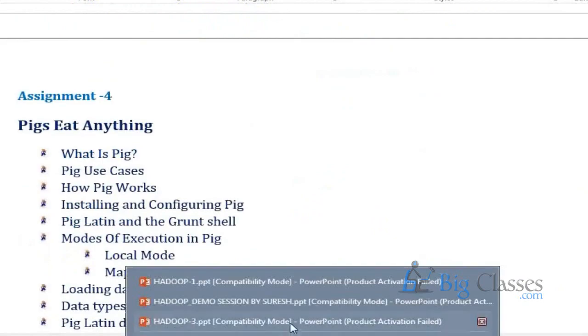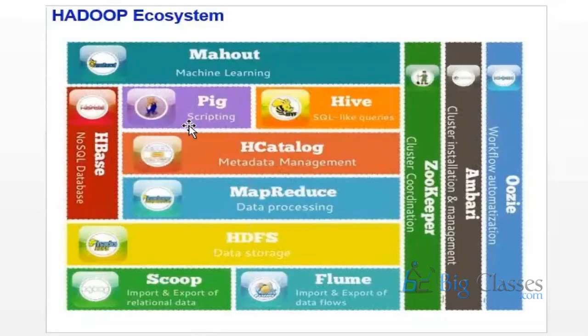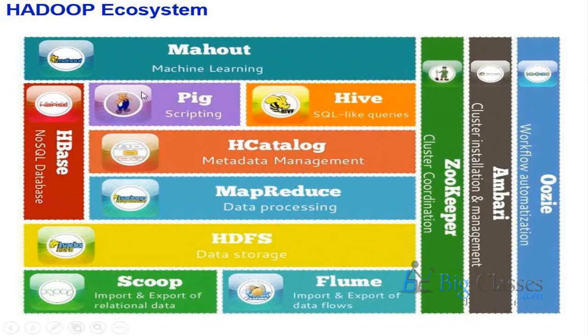After that, we'll go for the third ecosystem component, that is Pig. See, this Pig was developed by Yahoo people. It became a top level project in Apache Hadoop from 2008 onwards. And Pig is a scripting language. Pig itself has one scripting language. Whatever we write in MapReduce, the same thing we can do in Pig also.